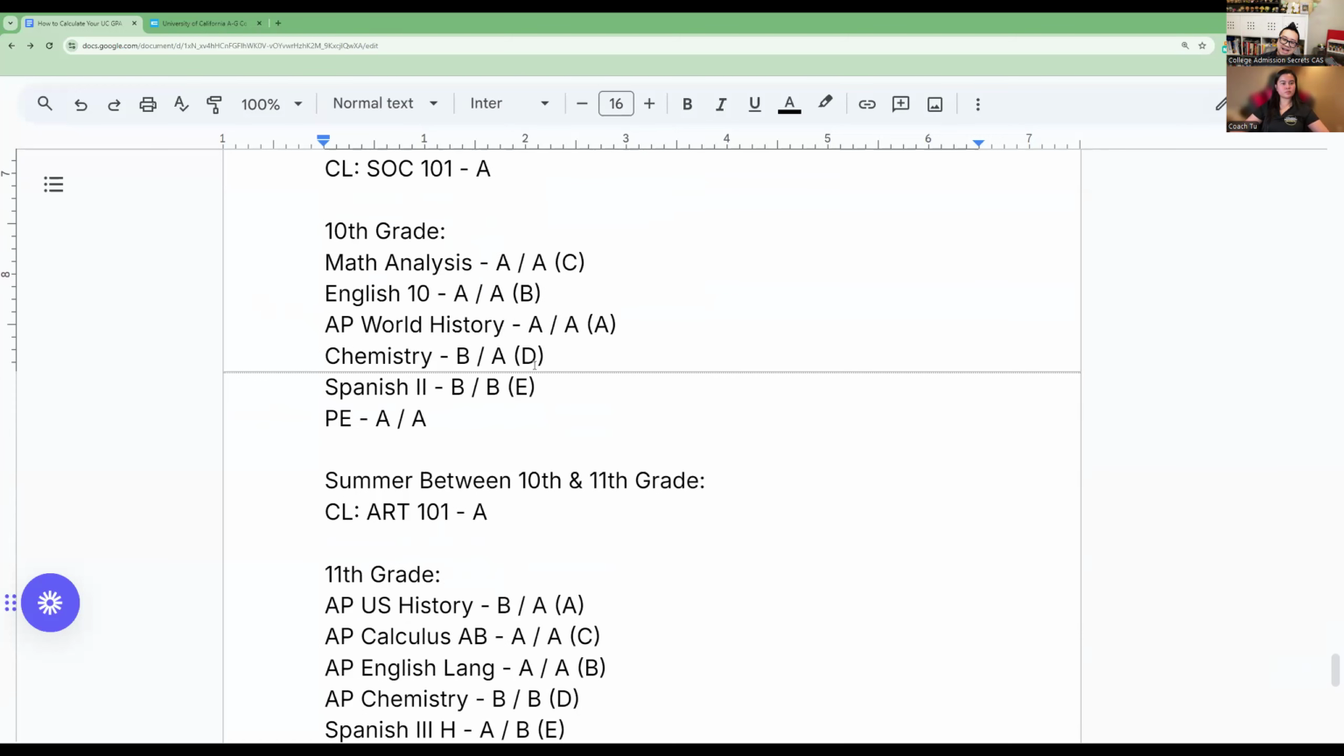10th grade, they took math analysis, got double A's. English was an A through G class, got double A's. AP World History, double A's. Chemistry, they got a B, then an A. Spanish 2, got a B, then a B.